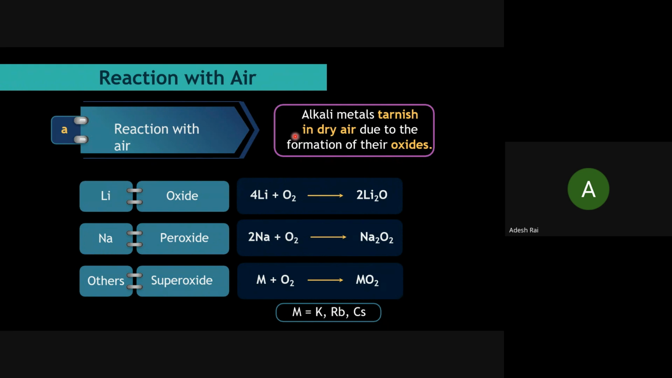First read this point. Alkali metals tarnish in dry air due to the formation of their oxide. But will all alkali metals form oxide? No, only lithium forms oxide. Why? Because oxide is a small ion compared to peroxide and superoxide. For larger size, we require a larger ion. Therefore a larger cation will require a larger anion. Superoxide is larger in size than peroxide and oxide, and peroxide is larger than oxide. So sodium will form peroxide and others will form superoxide, but lithium will form lithium oxide, Li2O.